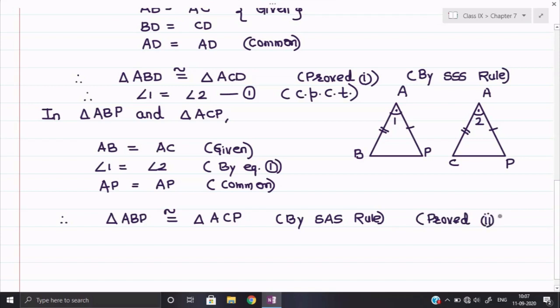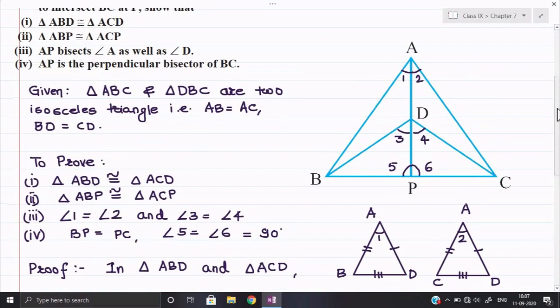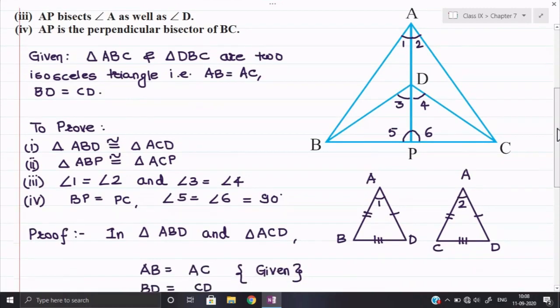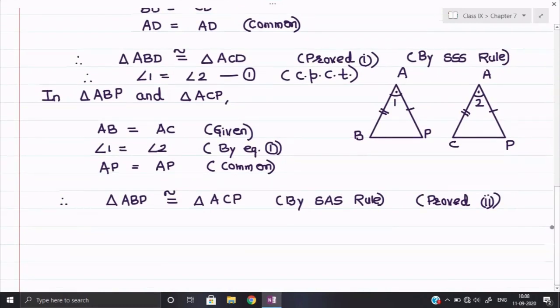Now we need to prove in the third part that AP bisects angle A as well as angle D. Okay, that we shall talk about a little later, but observe, since we have proved triangle ABP and triangle ACP are congruent, with the help of that some conclusion we can draw, which will help us get the result in part number 4. So see how directly we can draw some conclusion with the help of these two triangles we have proved congruent.